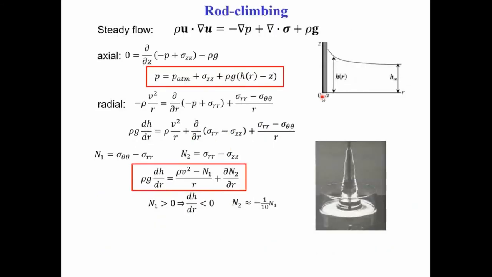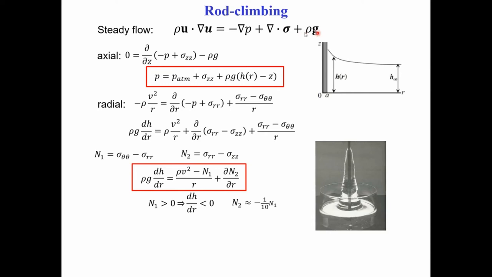Okay, so we'll have to use a bit of maths here. It's a steady flow, but I'm going to keep inertia in here because I also want to think about the case when we stirred water and it went down at the position of the rod. So I've got what's essentially the Coriolis term, and then I've got to balance that with the pressure gradient, the divergence of the stress and gravity.